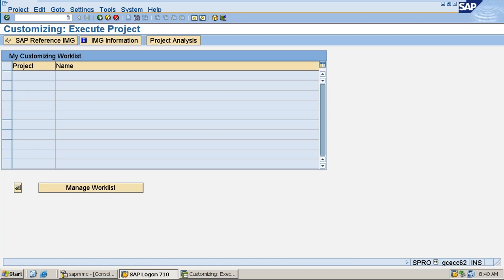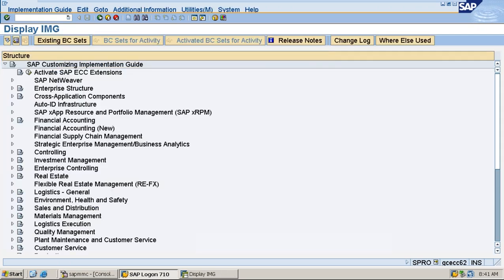Meenakshi, Gaurav, Srini, in your project, is STO handled by you or by someone else? In my projects, it's SD consultants only. SD, right? Yeah, 99%. Okay, Srini.